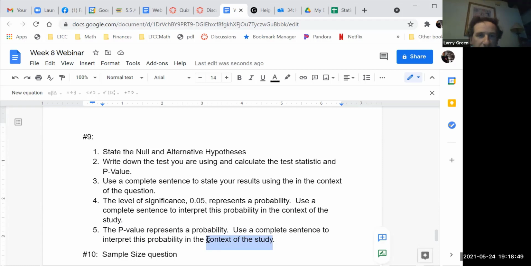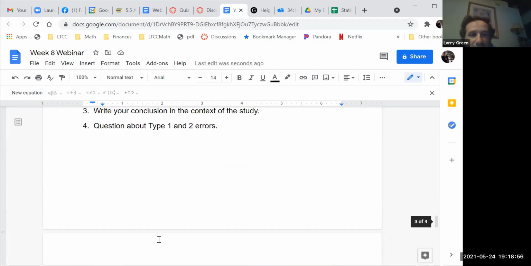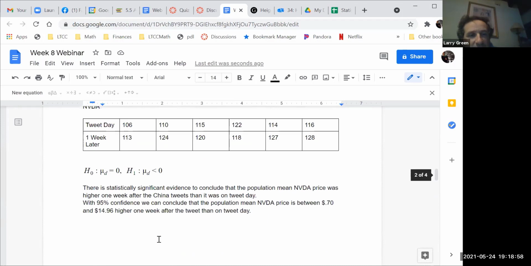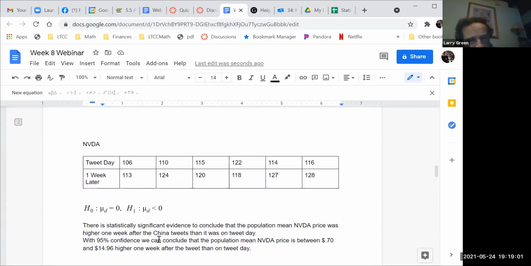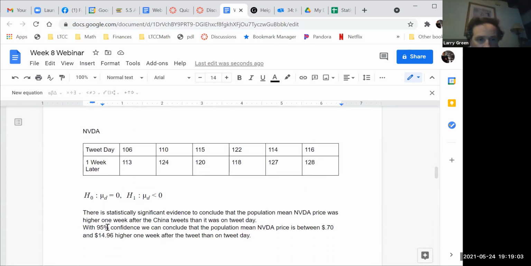Any questions on that? Okay, and similar with all these others, it's got to be in the context of the study. So if you notice, for example, in today's stuff, and I know you're not doing differences between, but it's the same idea. Notice that when I wrote with 95% confidence, we conclude the population mean price. So I write down NVIDIA price. Okay, that's the context of the study part. Tweet day. So those kind of words are in there. So whatever the question was about, you need to have those words in there.